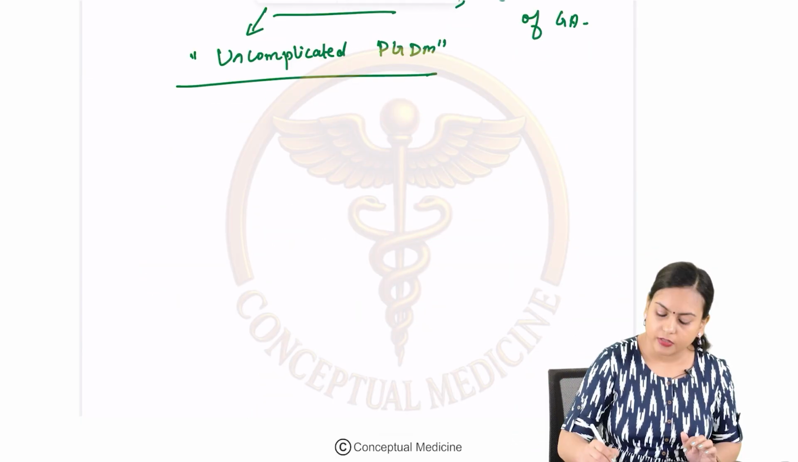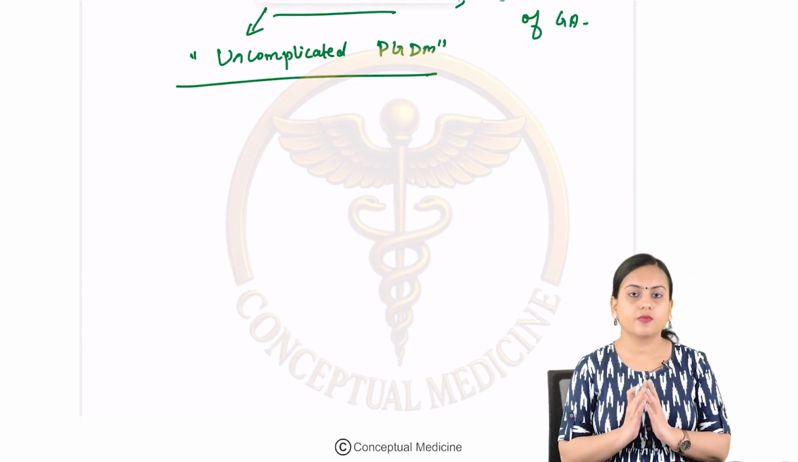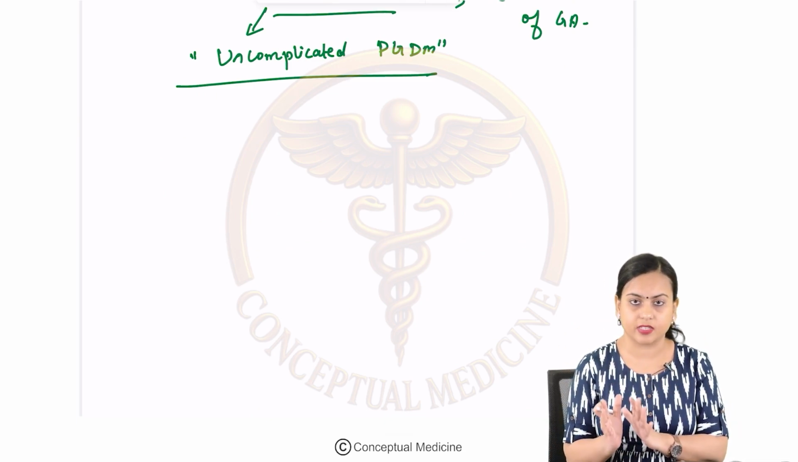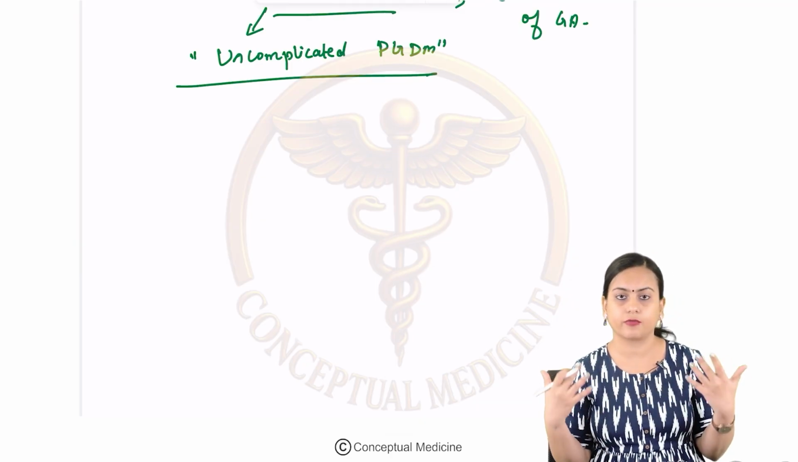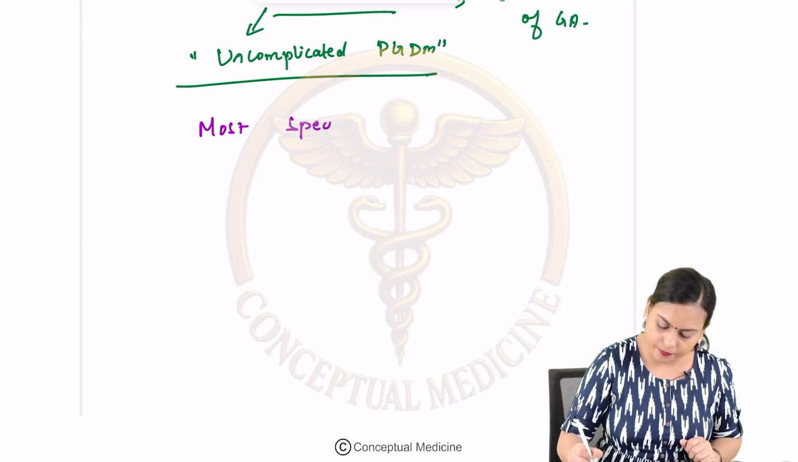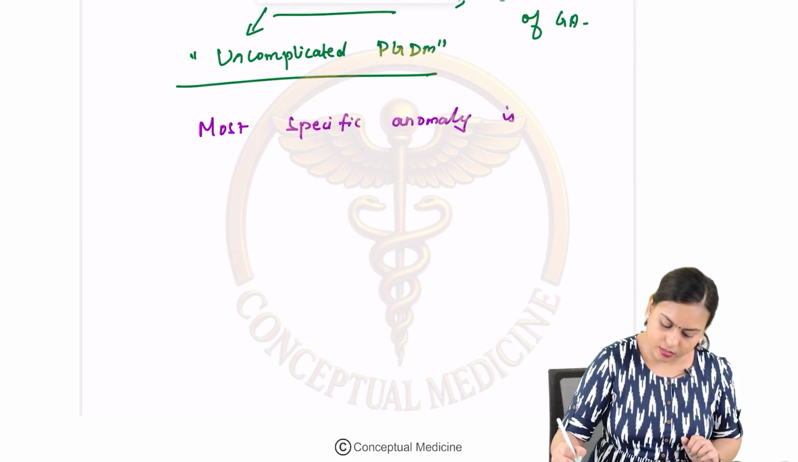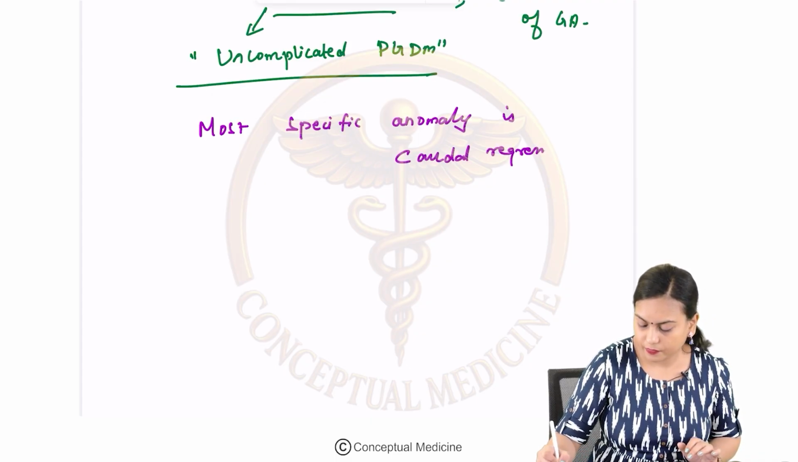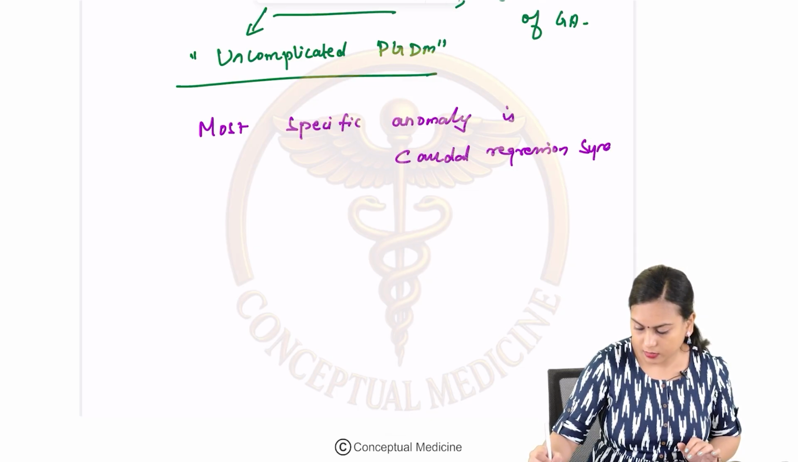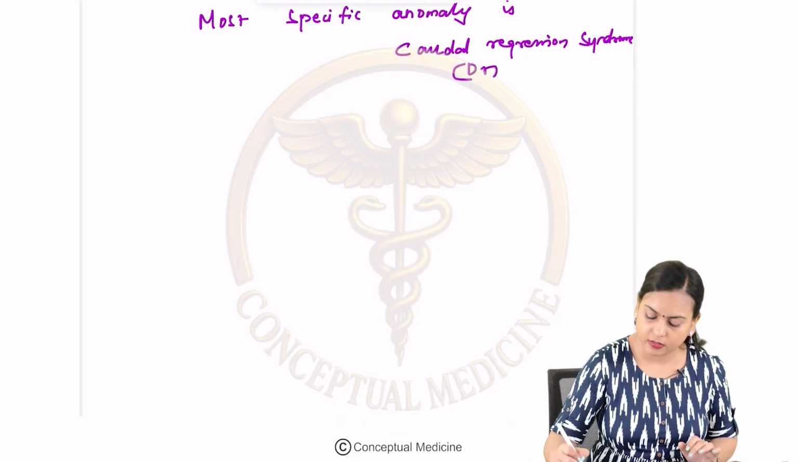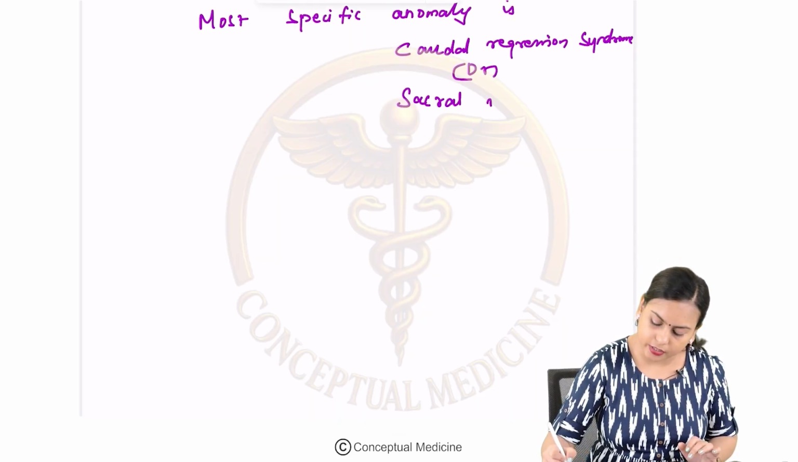But I told you CVS anomalies are more than CNS anomalies, and CVS anomalies we have discussed. So, if you ask me which is the most specific anomaly, regardless of the systems, whether it is CVS or CNS, whatever system, the most specific anomaly is caudal regression syndrome or sacral agenesis. Okay, very, very important.